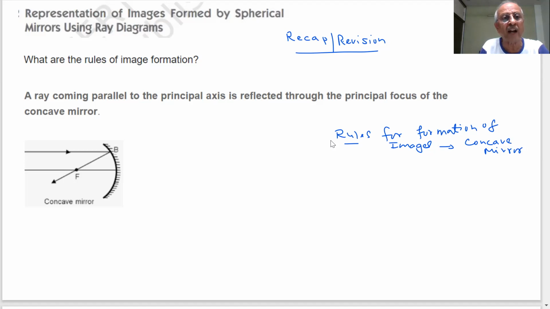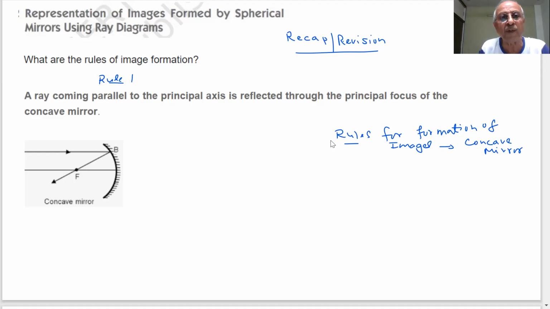A ray of light which is parallel to the principal axis, what happens to it? It will pass through the focus of a concave mirror. Is it clear? This was Rule 1. As you can see, this ray of light is coming parallel to the principal axis, and it will pass through the focus. To construct a ray diagram, we use two rays from the head of the object, as we showed in the previous lecture for the concave mirror.